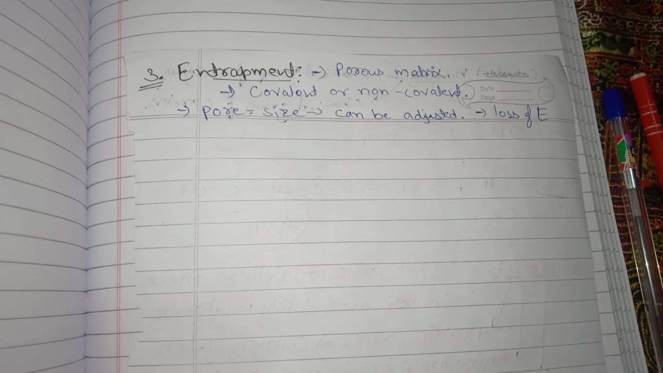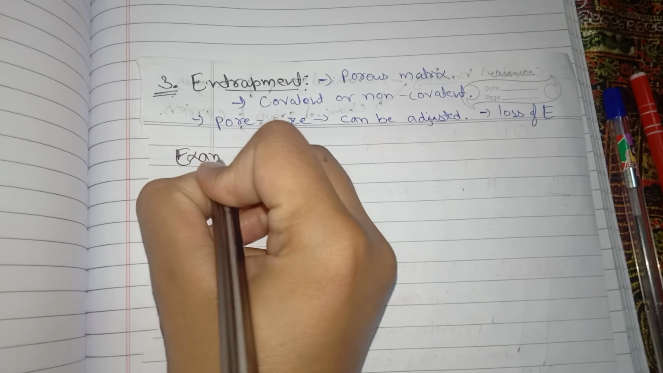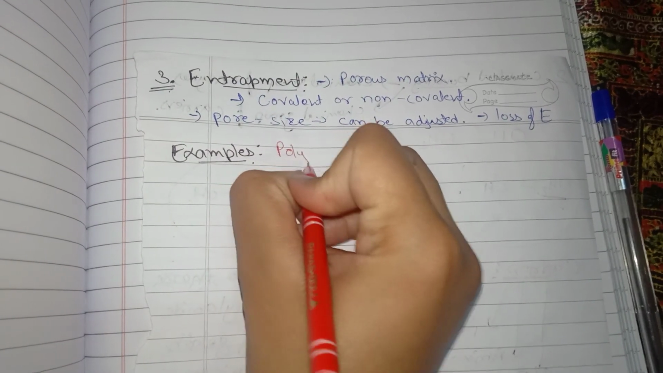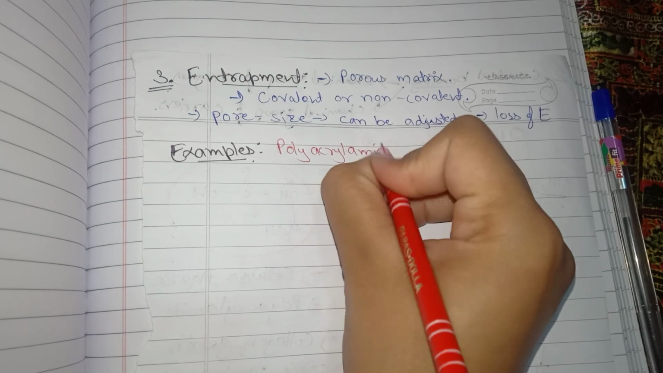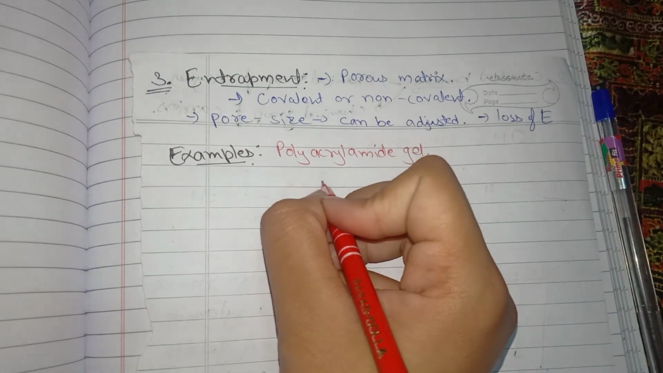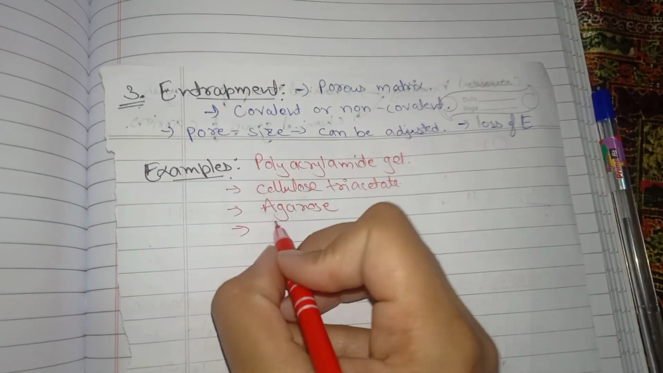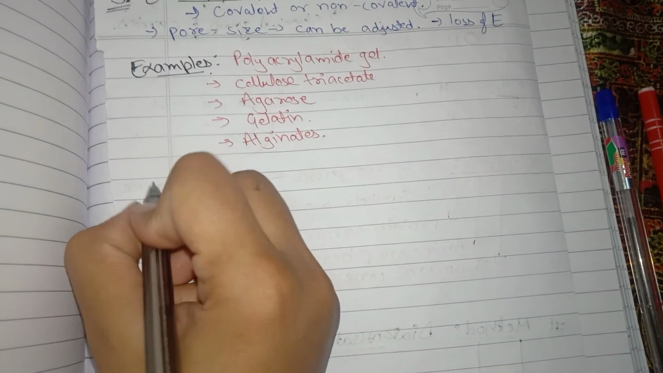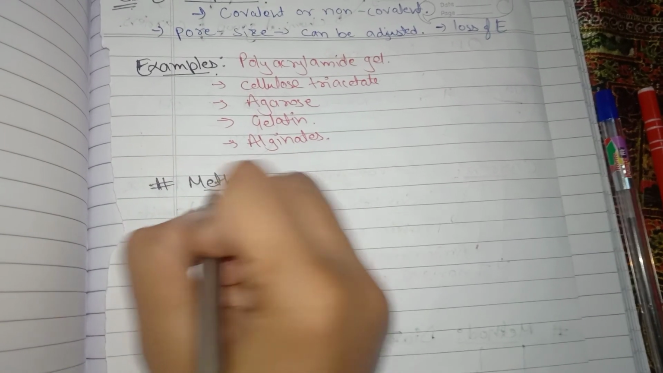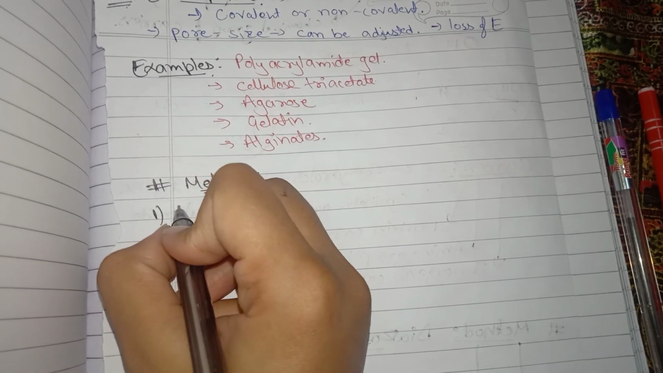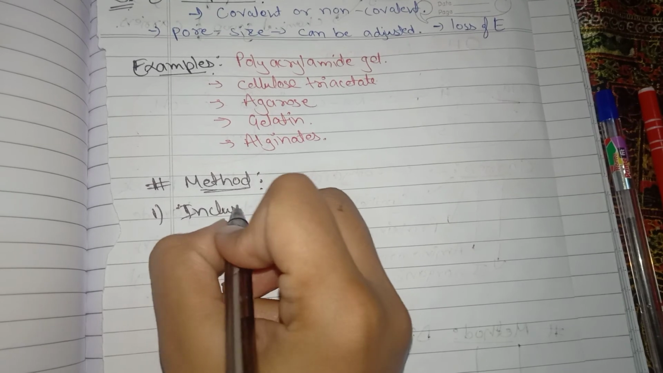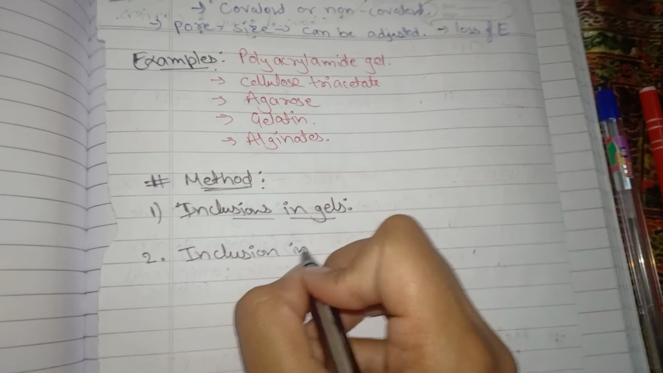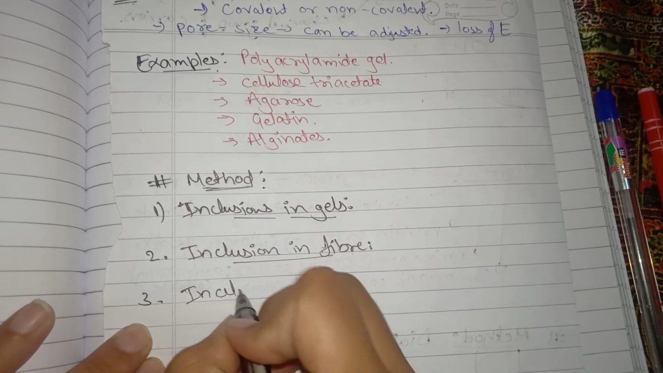Examples of commonly used matrices for entrapment are: the first one is polyacrylamide gel, cellulose triacetate, agarose, gelatin, alginates, etc. Now, methods which are used for entrapment are: first, inclusion in the gel; second is inclusion in fiber; and the third one is inclusion in microencapsulation.